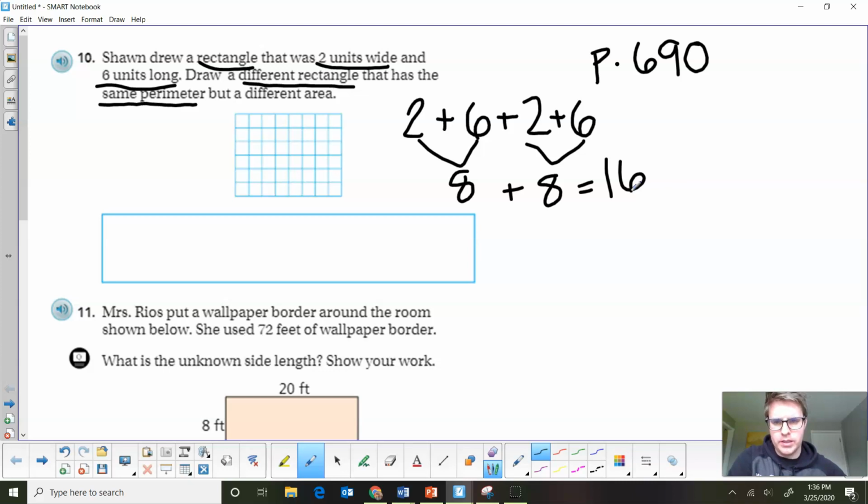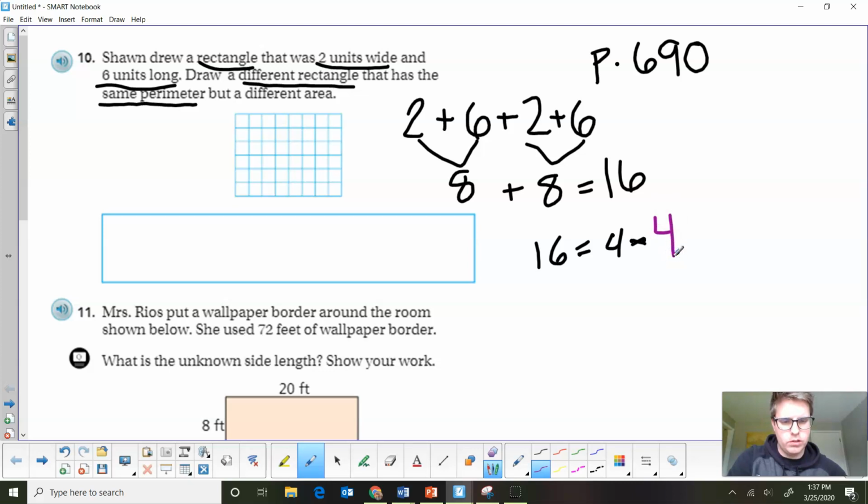So let's ask ourselves a question here. Let's ask ourselves, what can we add 4 times to get 16? So 16 equals 4 times what? Why did I do 4 times? Well, 4 sides on a rectangle. So 4 times what equals 16?